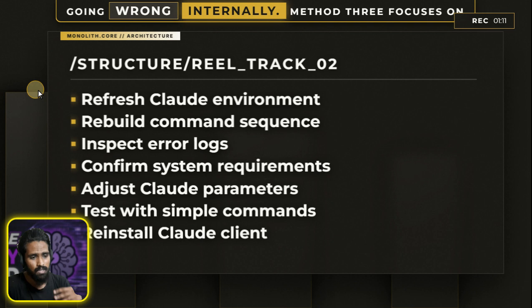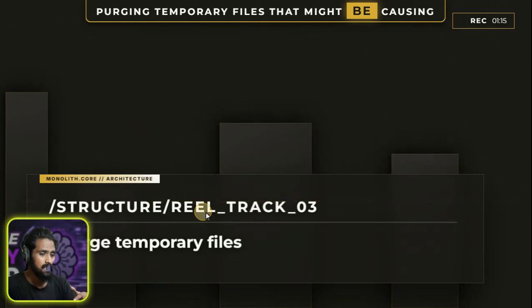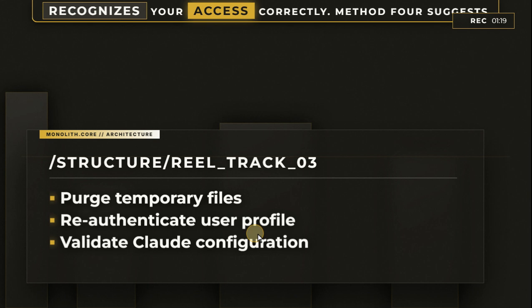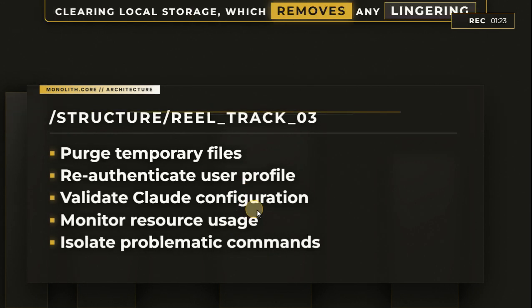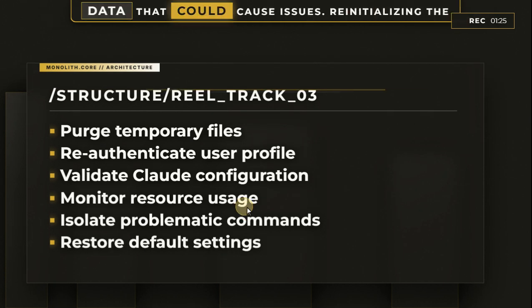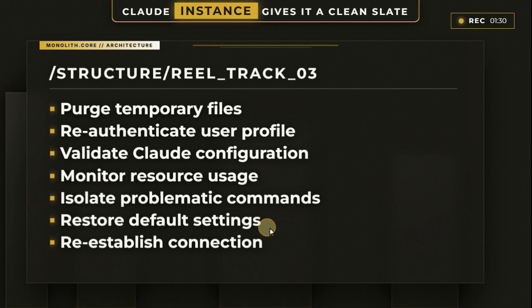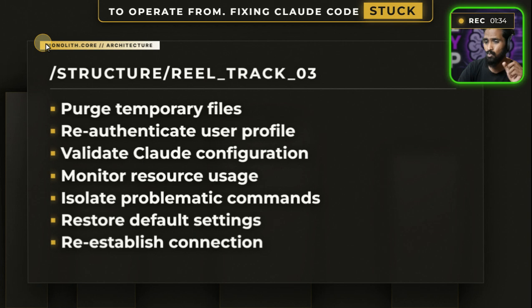Method 3 focuses on purging temporary files that might be causing conflicts. Reauthenticating your user profile ensures Claude recognizes your access correctly. Method 4 suggests clearing local storage, which removes any lingering data that could cause issues. Reinitializing the Claude instance gives it a clean slate to operate from.